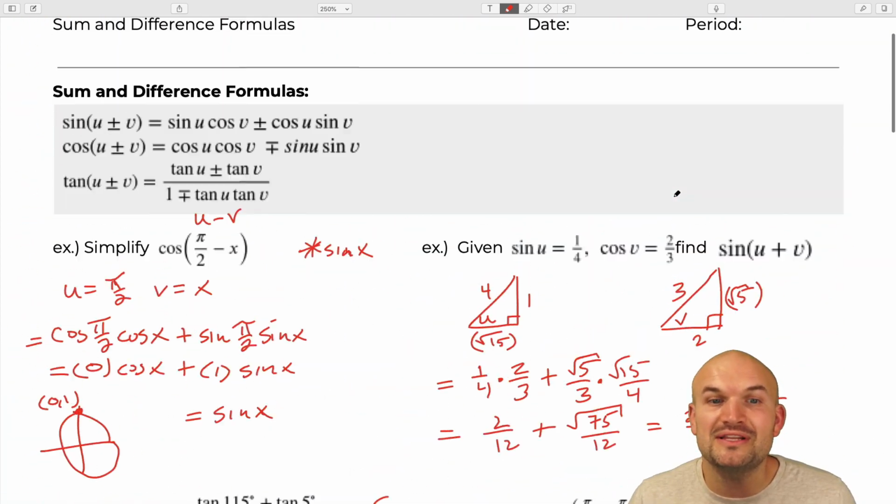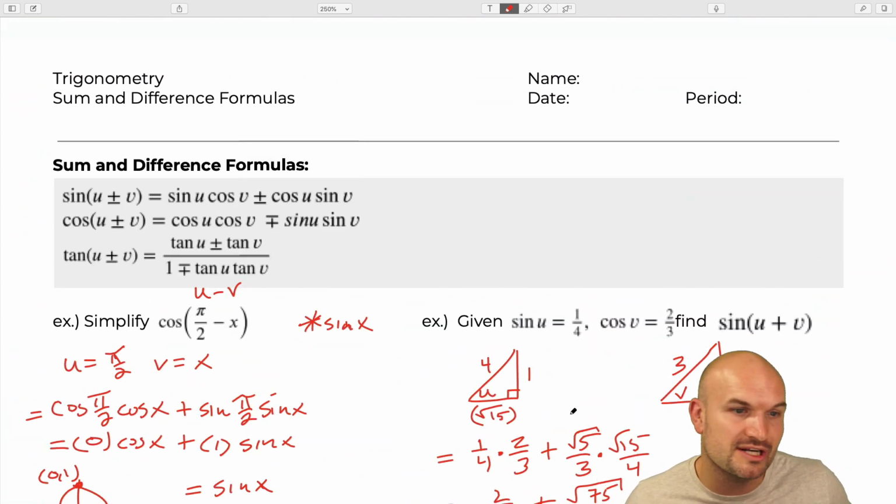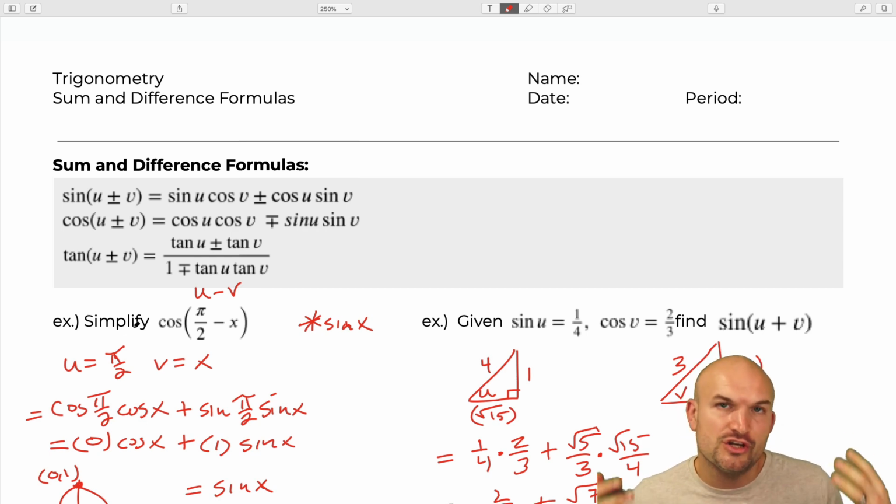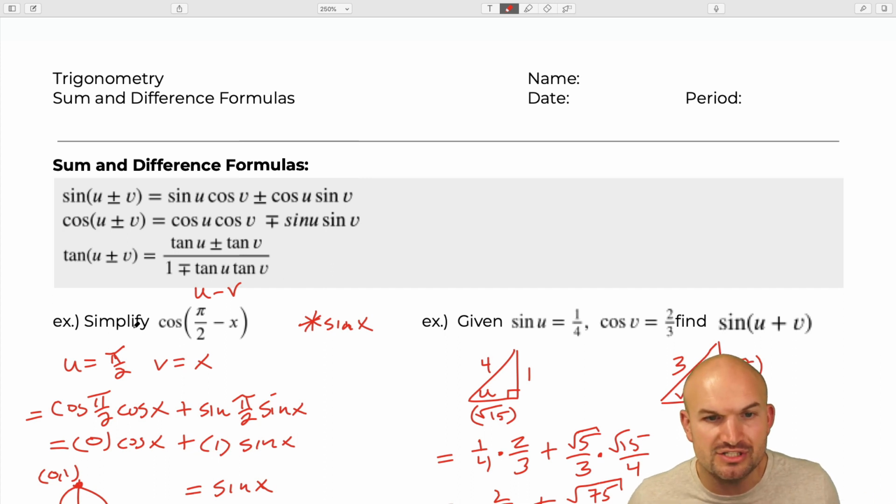So there you go, ladies and gentlemen. Those are some examples of how we're going to use sum and difference formulas. Now we will just practice more and more of these examples so you can really get them refined and feel comfortable applying them to all of these different types of solutions.